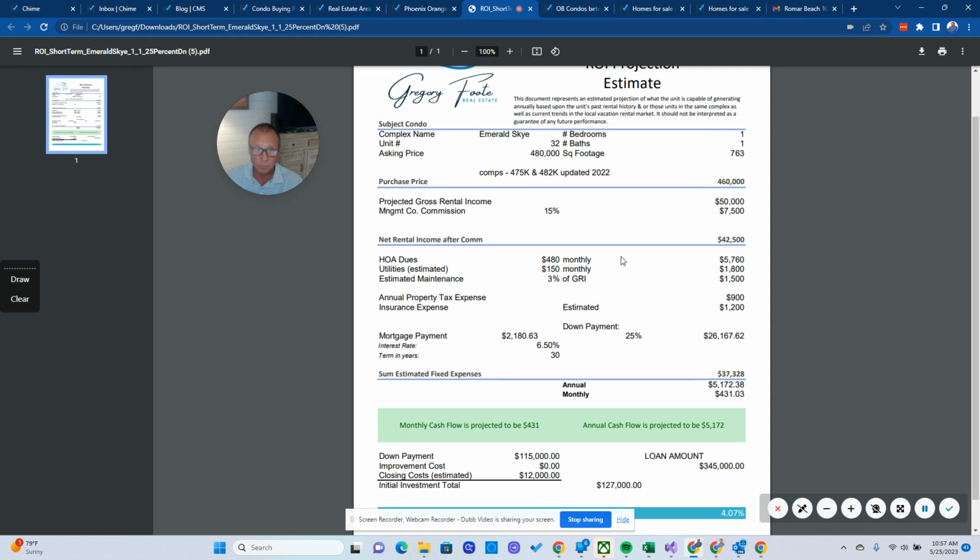We're going to dissuade you from even considering a unit like that. So we're not going to have a much higher figure than this for utilities anyway. 3% is generally what we put in here for the maintenance.